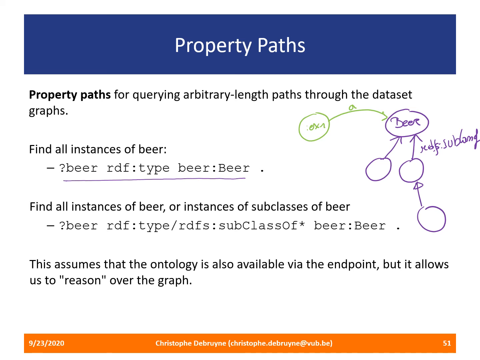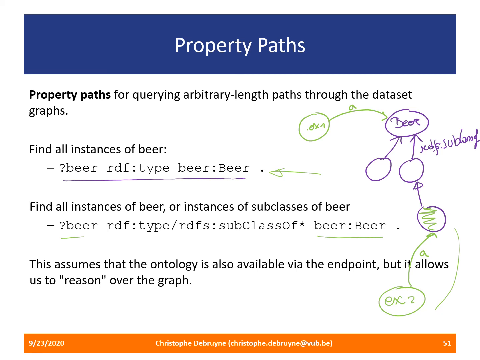However, we might have another beer, example 2, which is being declared as being an instance of that type of beer, this one. Now, that particular triple will not match with this triple pattern. However, we know that there are subclasses of beer. Property paths allow us to declare the path of properties between the subject and the object.